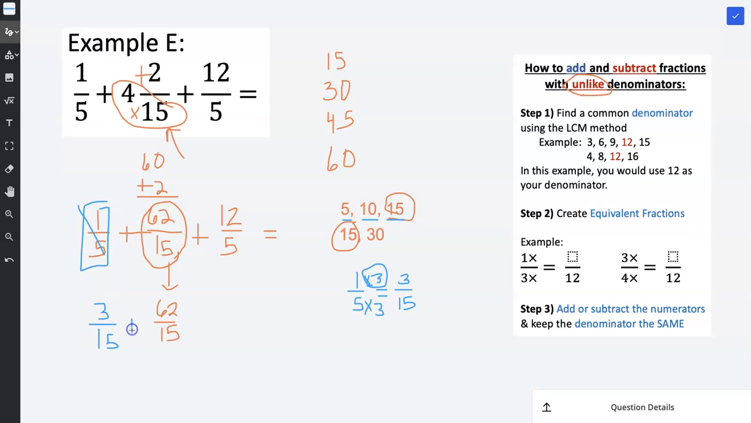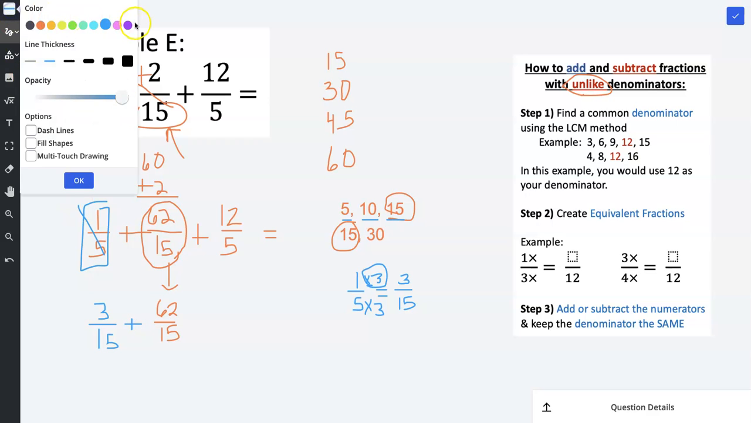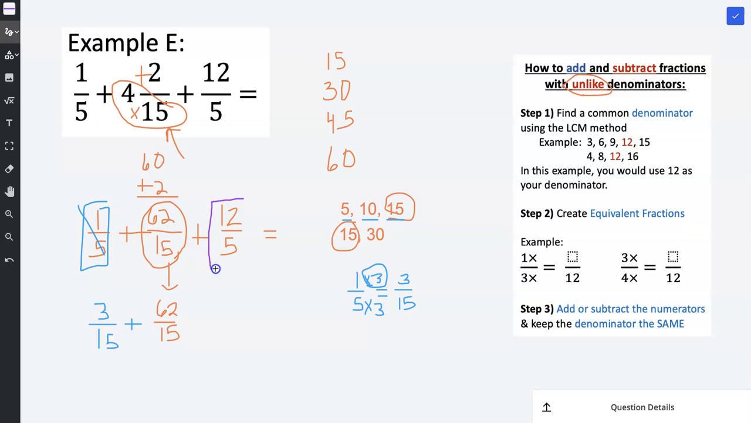And then I'm going to change the color that I'm using again. And I'm going to focus on changing 12/5 so that we get an equivalent fraction that has a denominator of 15. So now we need to think about the scale factor. What are we going to be multiplying the 5 and 12 by? Well, 5 times 3 gives us 15, so I need to also multiply the numerator by that same number. 12 times 3 is 36. So instead of 12/5, we're going to record its equivalent fraction, which is 36/15. So we've created equivalent fractions.